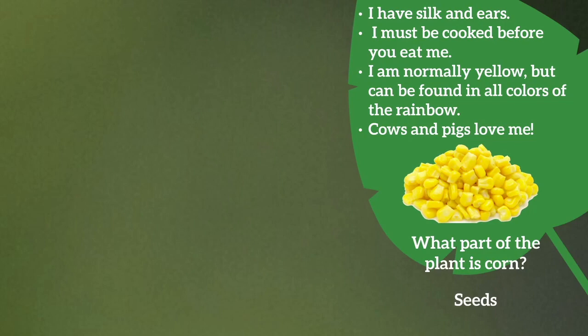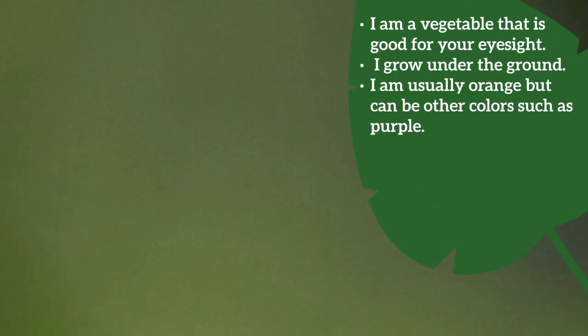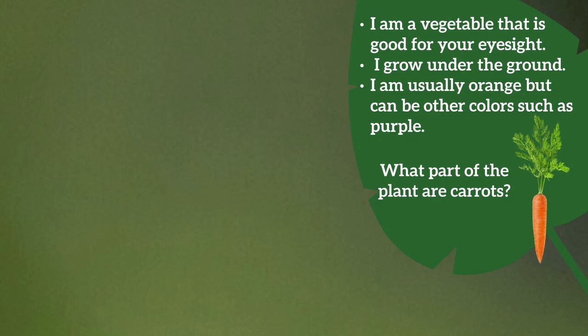Next up, we have scenario number 3. I'm a vegetable that is good for your eyesight. I grow under the ground. I'm usually orange, but can be other colors such as purple. You guessed carrot. That's correct. Now, what part of the plant are carrots from? Remember, they're under the ground. That would be the root vegetables. Good work.